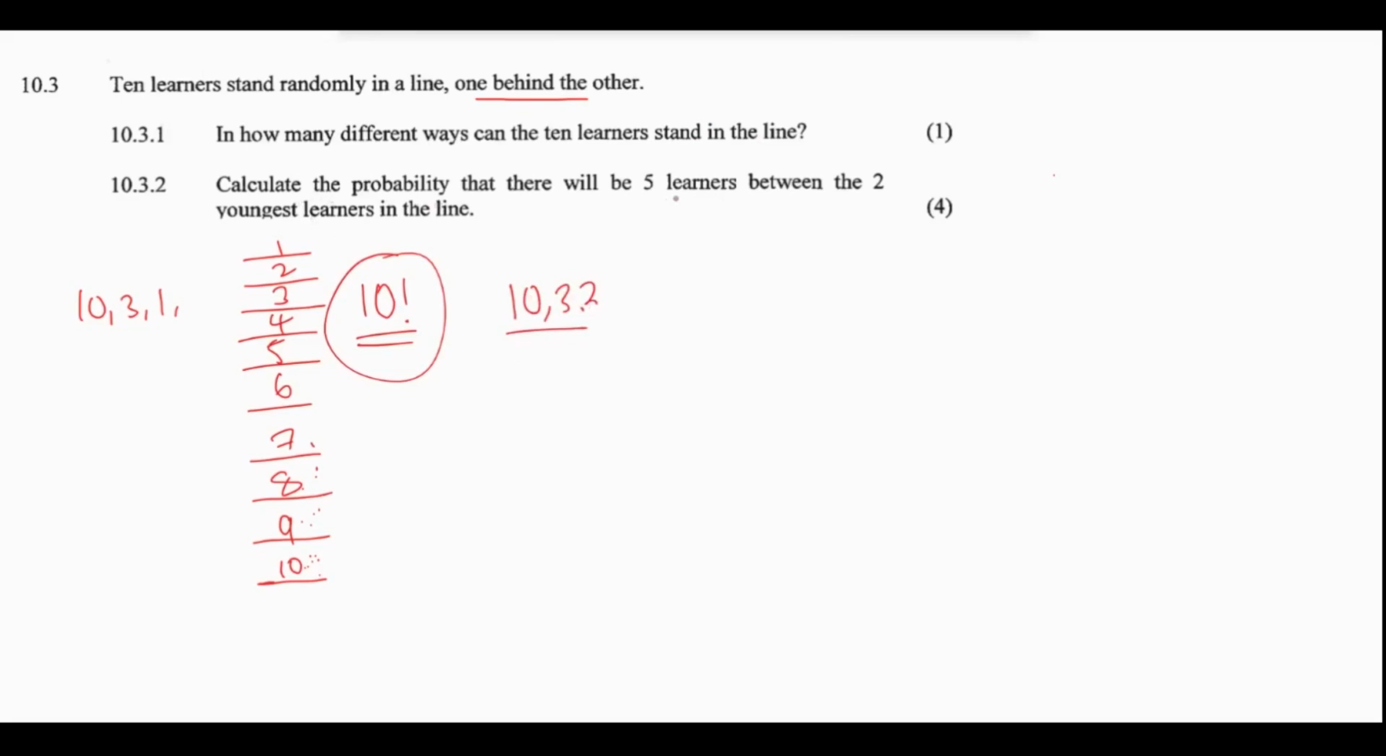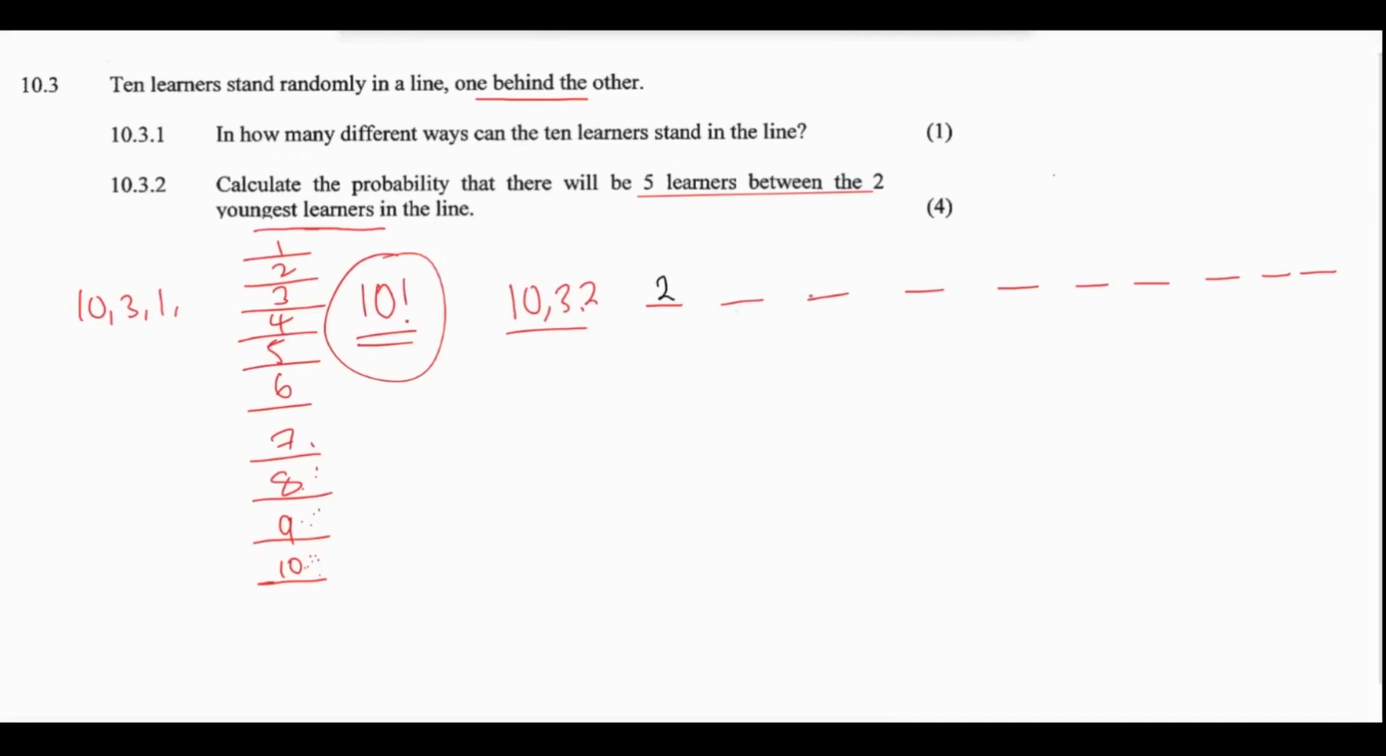Calculate the probability that there will be 5 learners between the two youngest learners in the line. There are 2 youngest learners, and there should be 5 learners between them. So let's look at these different situations. Let's have these slots, there are 10 of them: 1, 2, 3, 4, 5, 6, 7, 8, 9, 10. If one of the 2 youngest learners occupies the first slot, we have 2 choices for that slot.